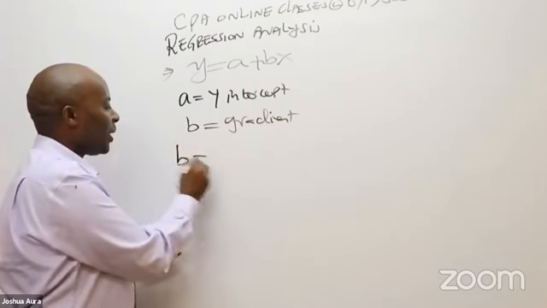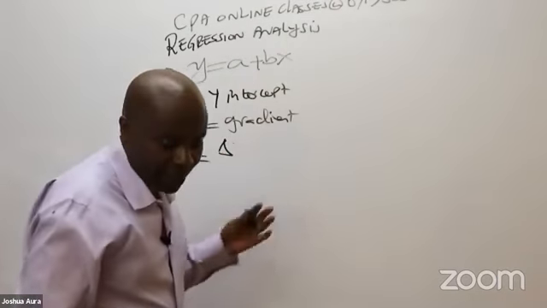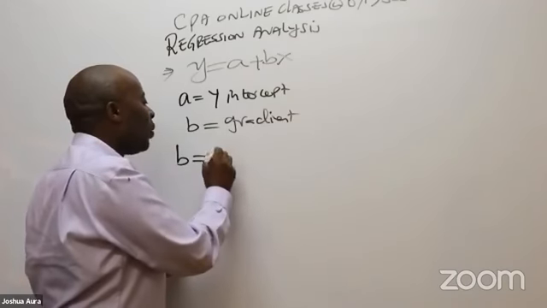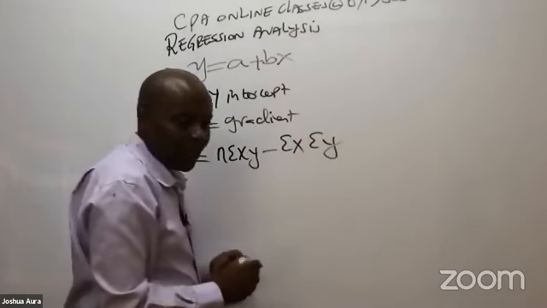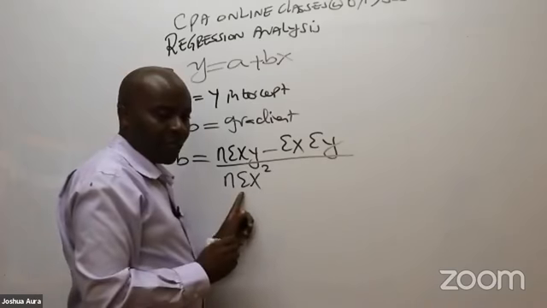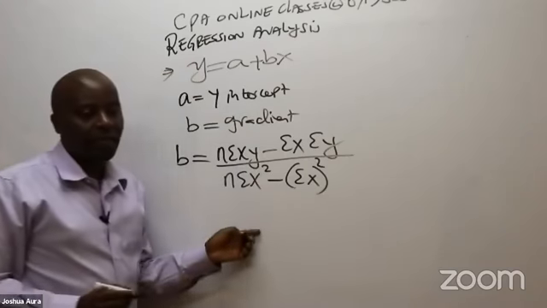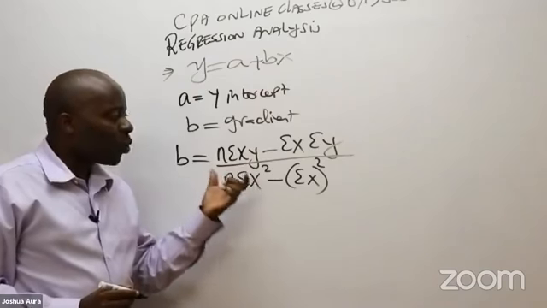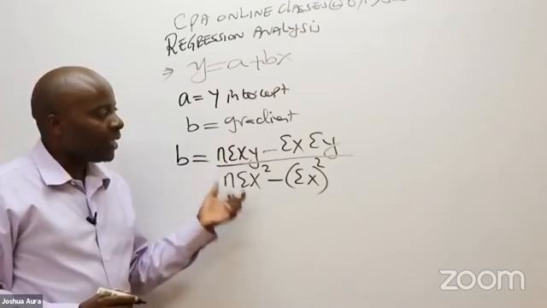For us to get B using the regression way, B will be n summations of xy minus summation of x, summation of y, all over n summations of x squared minus, in brackets, sum of x, squared. So this is the regression approach of getting the gradient.